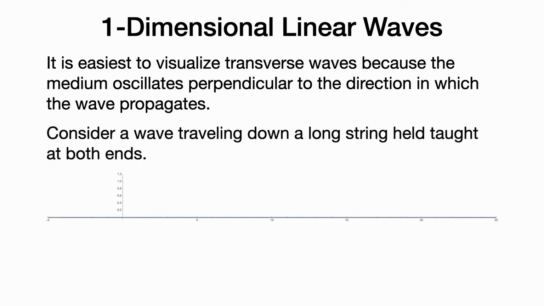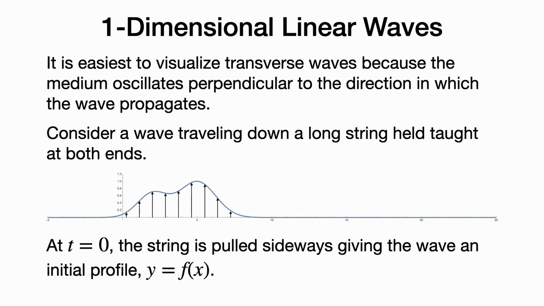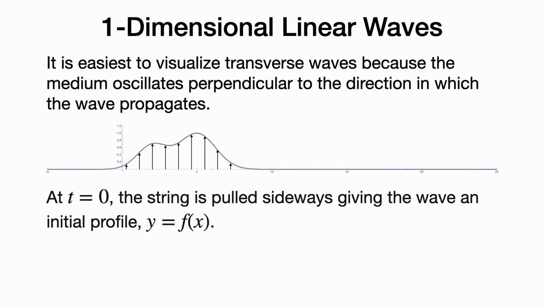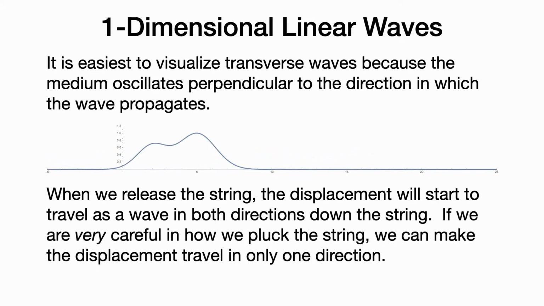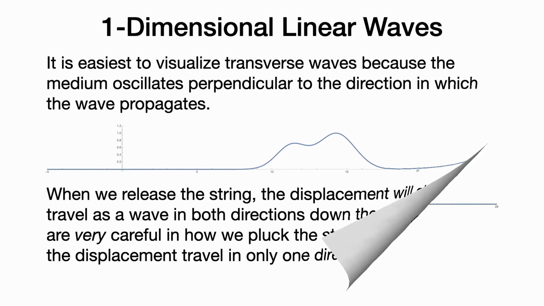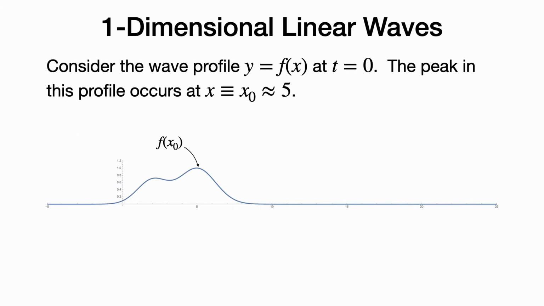So let's consider a wave traveling down a long string held taut at both ends. At t equals 0, the string is pulled sideways, giving the wave an initial profile given by f of x. When we release the string, the displacement will start to travel as a wave in both directions down the string. If we are very careful in how we pluck the string, we can make the displacement travel in only one direction.